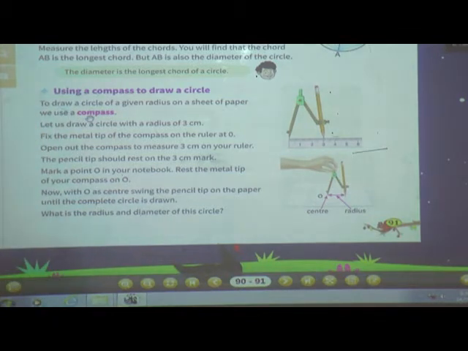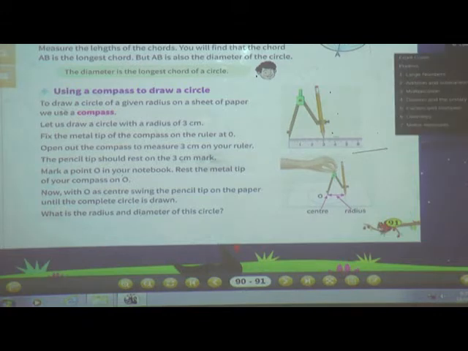Let us draw a circle with a radius of 3 centimeter. Fix the metal tip of the compass on the ruler at 0. Open out the compass to measure 3 centimeter on your ruler. The pencil tip should rest on the 3 centimeter mark. Mark a point O in your notebook. Rest the metal tip of your compass on O. Now, with O as its center, swing the pencil tip on the paper until the complete circle is drawn. So, what is the radius and the diameter of the circle?